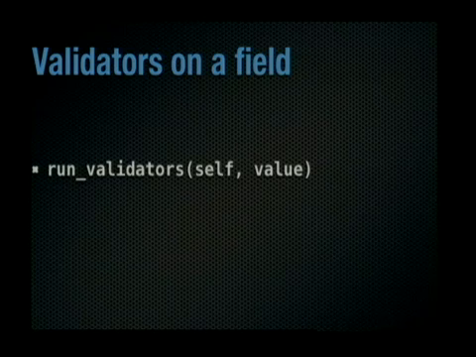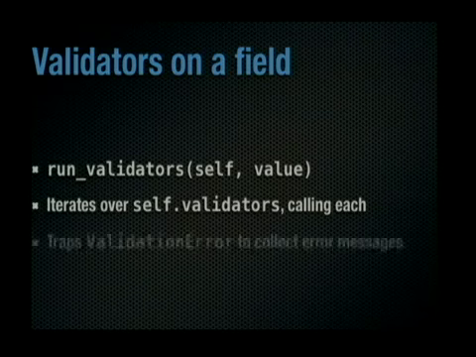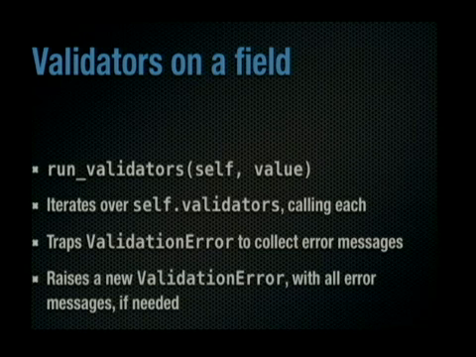There's a method on a field called run_validators. Basically it iterates over an attribute called self.validators, which is a list of all the validators it has, calls each one, traps the validation errors, collects all of the error messages, and then raises a new validation error with a single list of all the error messages that came out of all of the validators on that field.